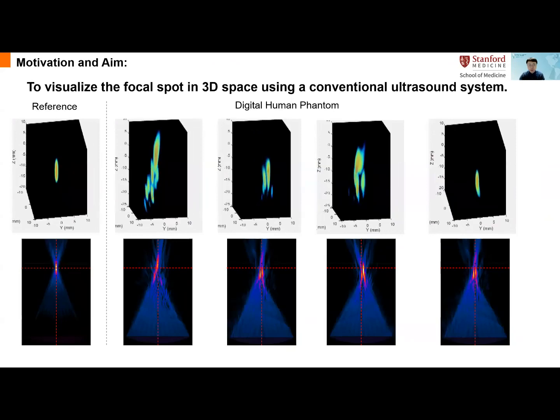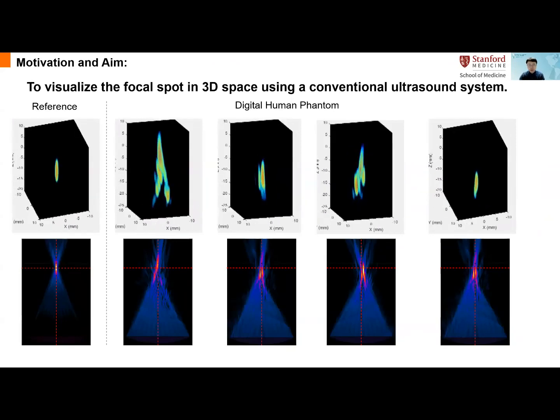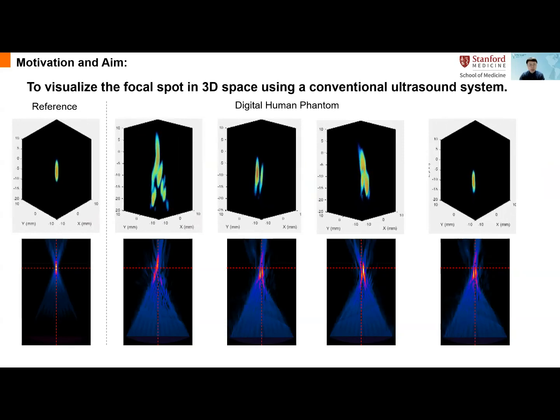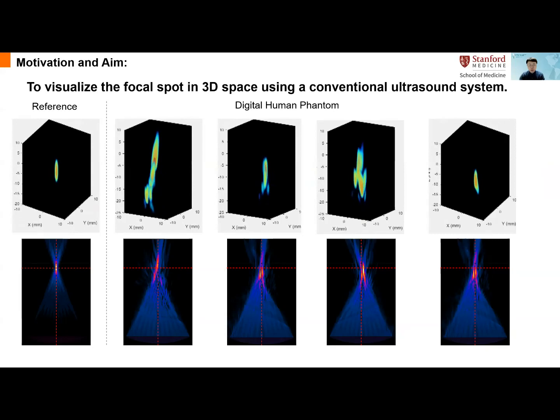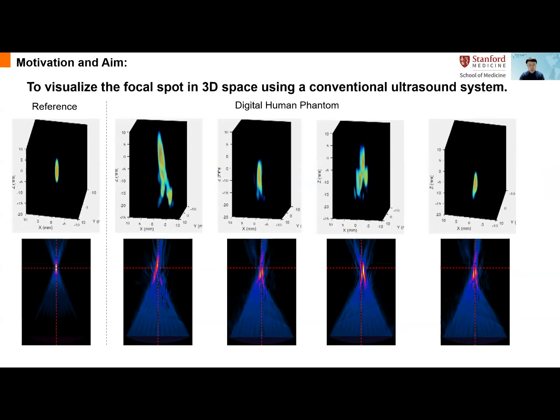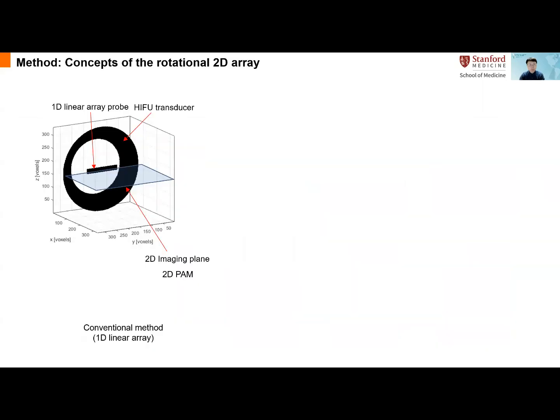As you can see from the simulation result, the focal zone can be distorted in 3D space, not only in the ultrasound imaging plane. Therefore, this study aims to visualize the focal spot in 3D space using a conventional ultrasound system. This figure shows a conventional ultrasound-guided focal spot monitoring method. The HIFU transducer and ultrasonic probe are conformally aligned. The monitoring boundaries are limited to the ultrasound probe imaging plane.